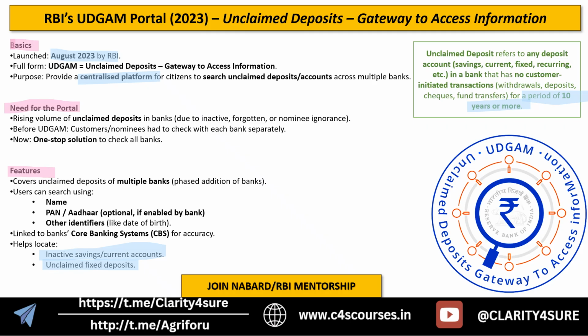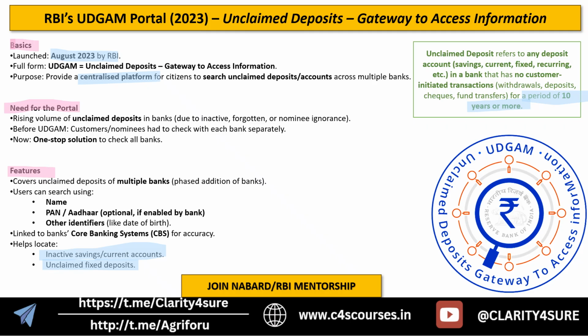They had to check with each and every bank separately. Now it has an integrated system. It is a centralized platform where one can see all their deposits of multiple banks in that particular portal. And what are the features? As I already told you, it covers the unclaimed deposits of multiple banks. And what is the procedure by which a user can check these unclaimed deposits? The user enters their name, the PAN or Aadhaar details, and other identifiers like date of birth or native place, etc. And it is linked to the core banking system for accurate details.